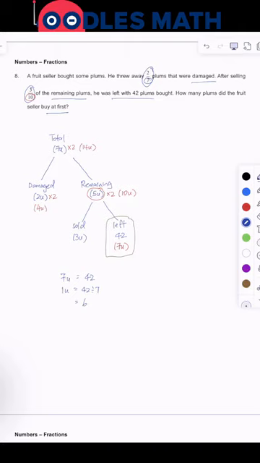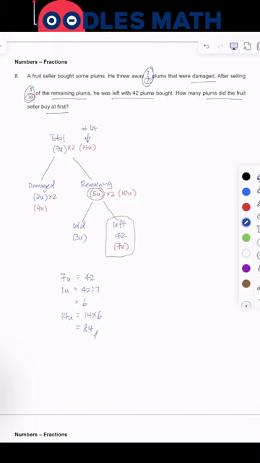And finally, what does the question want me to find? The question wants me to find how many plums did the fruit seller buy at first. So at first, it's actually this part here, which is 14 units. So let me find the value for 14 units. It will be 14 times 6, and that gives me 84. So it means that the fruit seller actually bought 84 plums in the beginning. Alright, so that is what we have for question number 8.